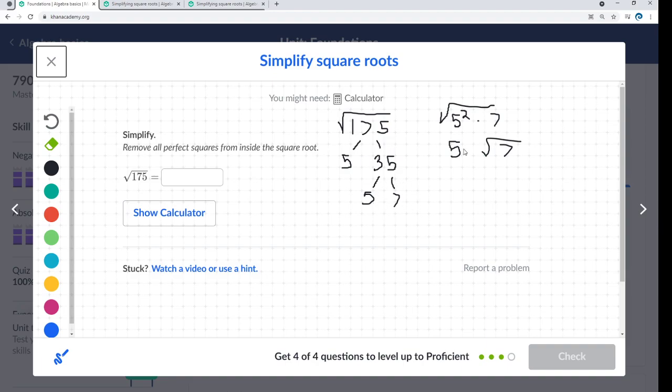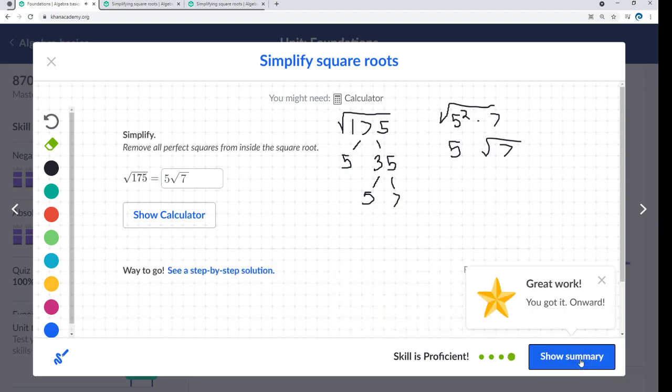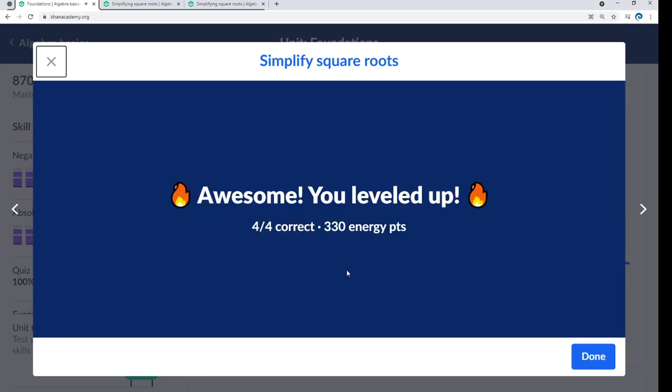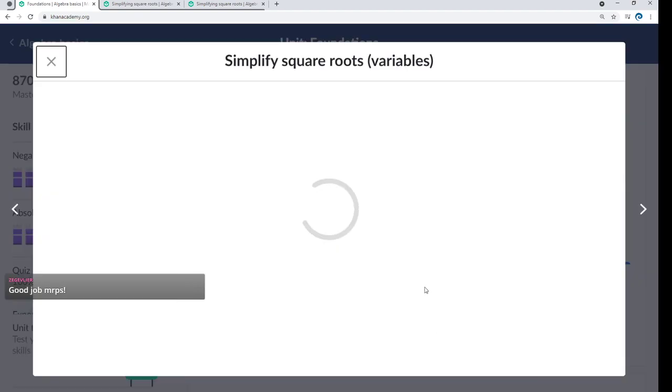So, I think that's it. I think it's 5 times square root of 7. Hey! Y'all, thank you so much for helping me along here. I did it. We did it. Oof. Now I just need to do simplify square roots with variables. And that's it for today.